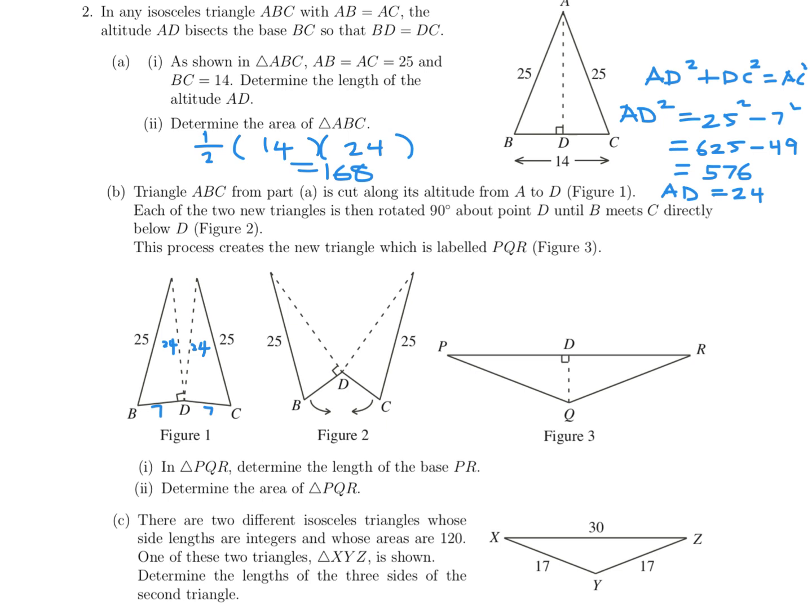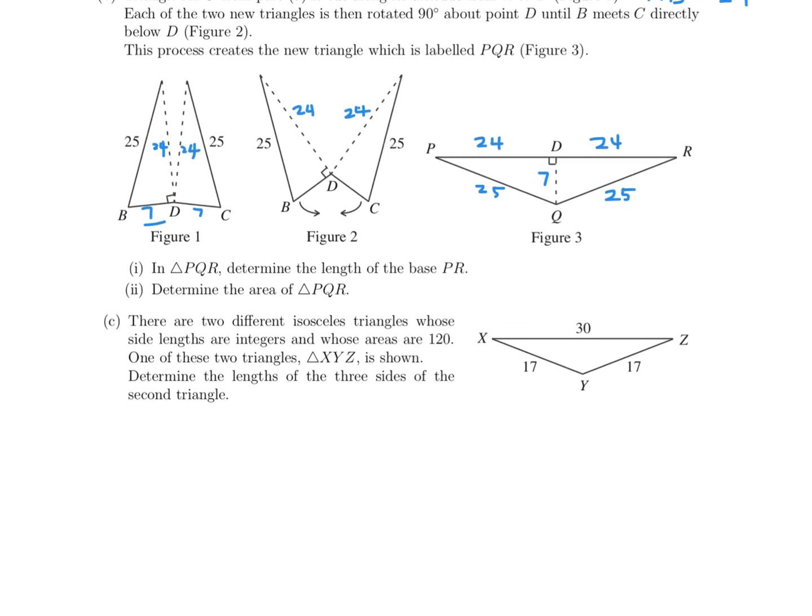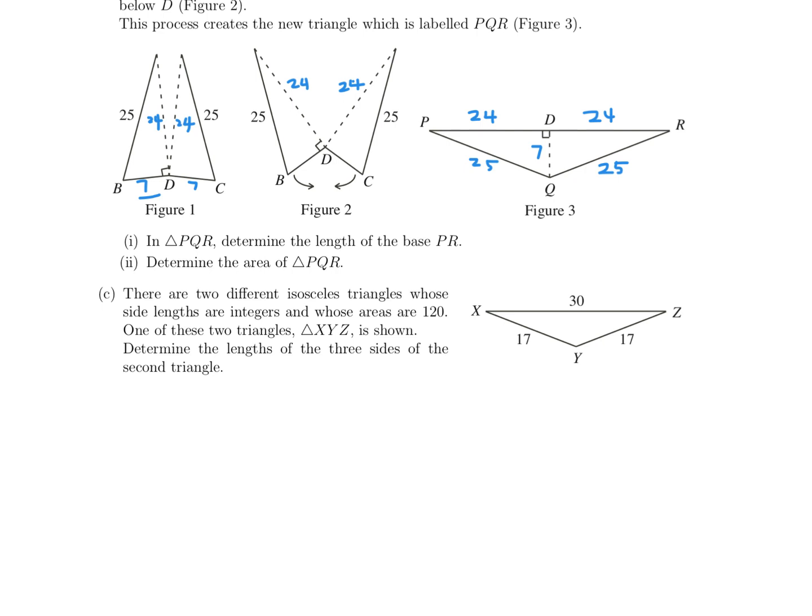So basically, that means that this is 24 here also. This is 24. So when it's opened up like that, I believe P to D will also be 24, and D to R will be 24, and D to Q is this guy right here, so that's 7. And then these guys, PQ, are 25. So you just have to sort of visually mix and match. Okay, so now that I have it labeled, and hopefully I have it labeled correctly, let's proceed with the questions.